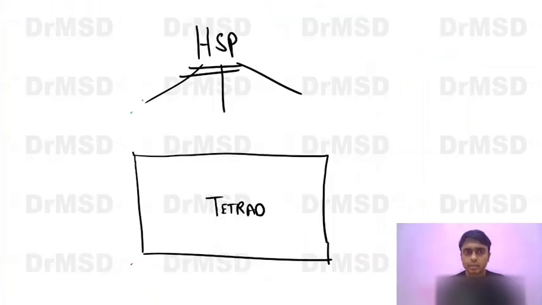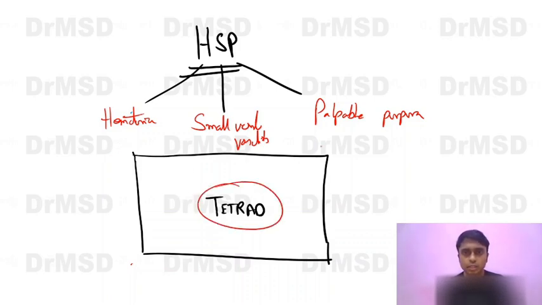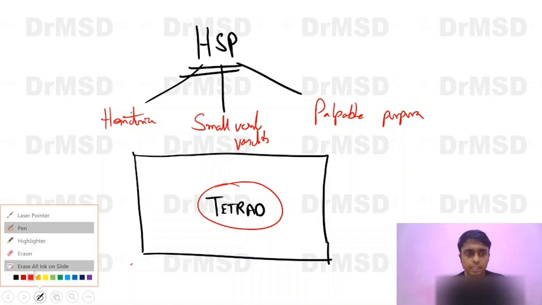So what are the findings which you can see in Henoch-Schönlein purpura? You can remember it with the help of the name itself. H stands for hematuria. P stands for, of course, palpable purpura. And S stands for, as I have already mentioned, small vessel vasculitis. And Henoch-Schönlein purpura is basically a tetrad. So what are the classical features of this tetrad?